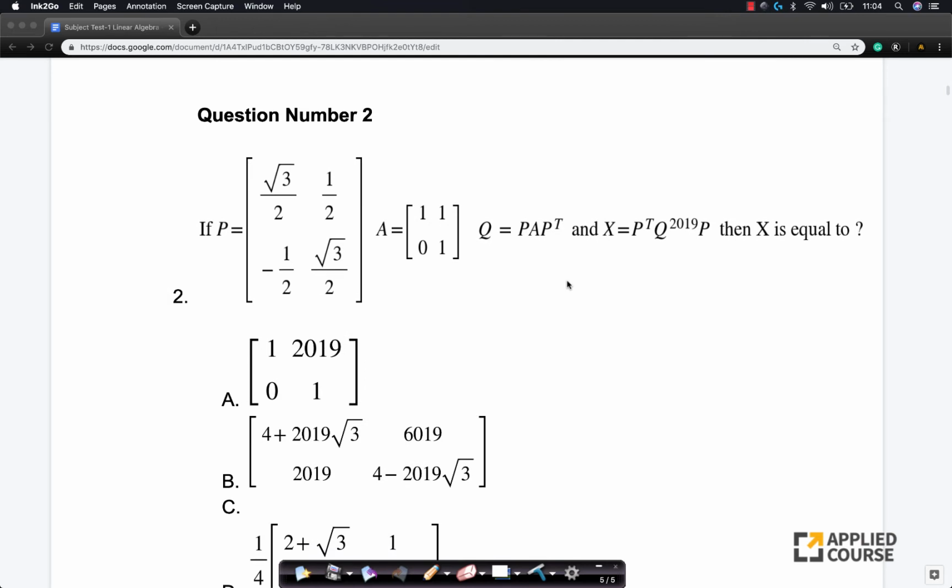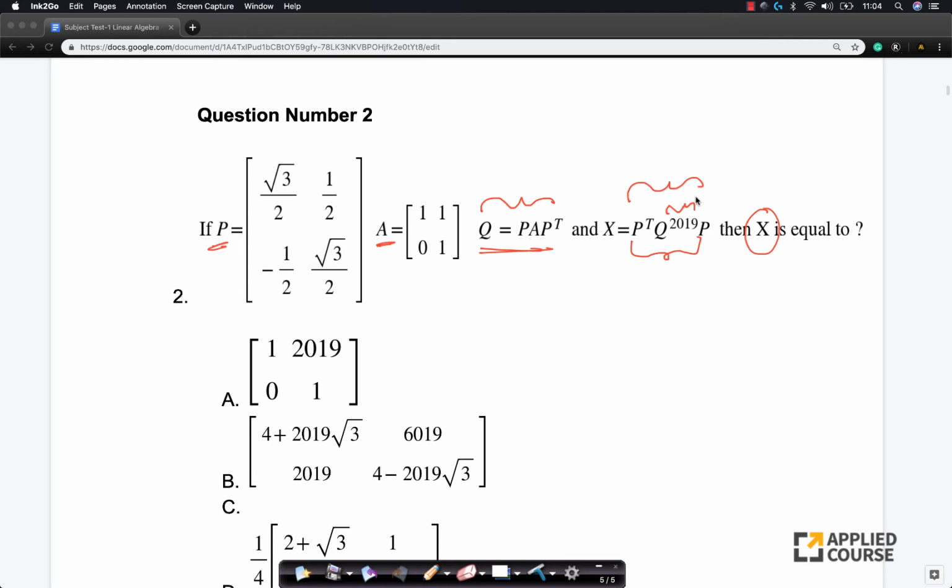Okay, again, this is a very simple question. If you look at this question, the first thing that is asked here is, you're given a matrix P which looks like this. You're given a matrix A which looks like this, and it's given that Q equals to P into A into P transpose. Very good. Then it says x is equal to this, where Q is raised to a very large exponent. Then what is the value of x, or in other words, what is the value of this?